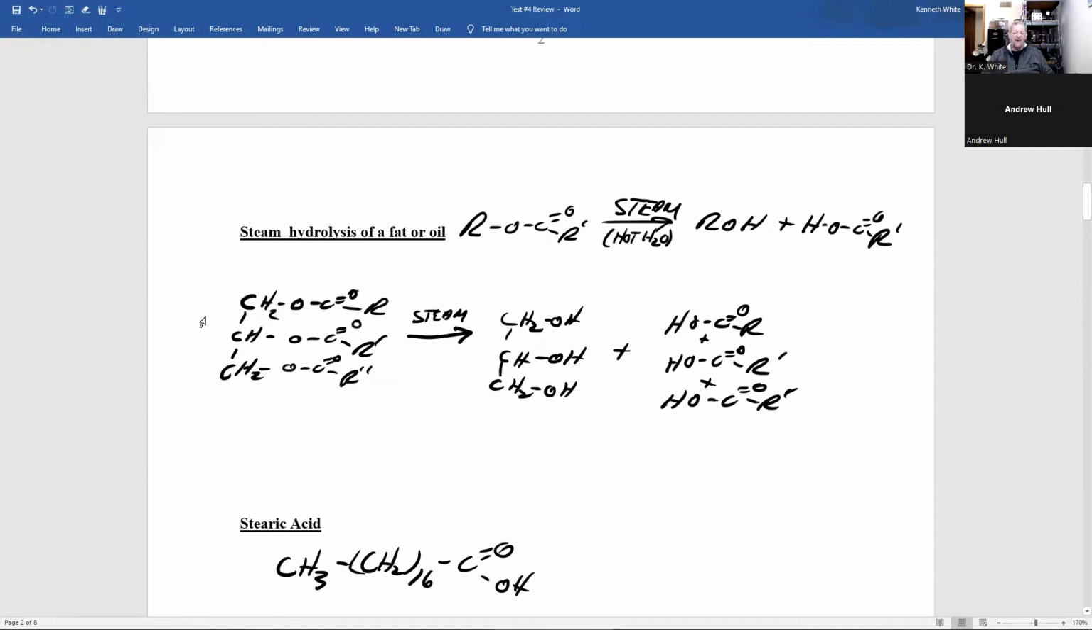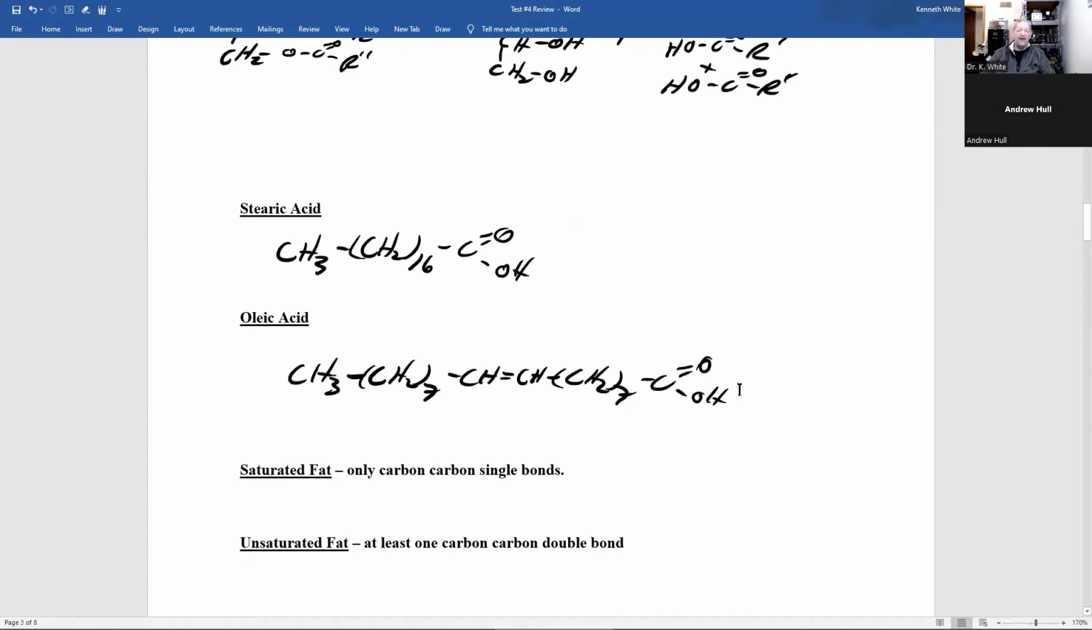So if we take our fat or oil, steam, which is hot water, the first ester gives this alcohol, this carboxylic acid. The second ester gives this alcohol and this carboxylic acid. And the third ester gives this alcohol plus this carboxylic acid. In other words, glycerin plus these fatty acids. Now, fatty acids are carboxylic acids, and organic chemists are lazy. They don't want to say carboxylic acids derived from fats and oils. They just say, let's call it a fatty acid. And they do.